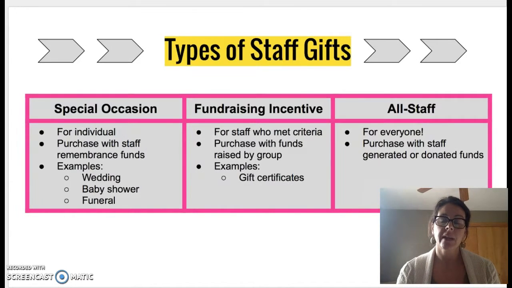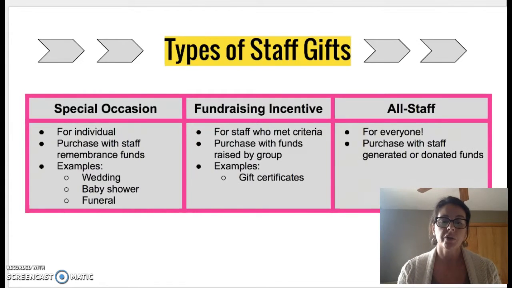The second type of staff gift is fundraising incentive gift. This is very similar to the student type of gift for fundraising incentive, but this time we would be giving that gift to staff who met the criteria for a targeted fundraiser. And again, this type of gift is purchased with funds from the fundraiser, so you want to make sure to not use a large amount of money.